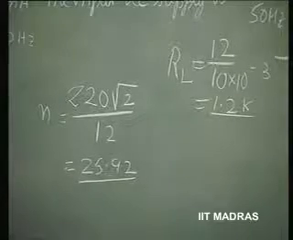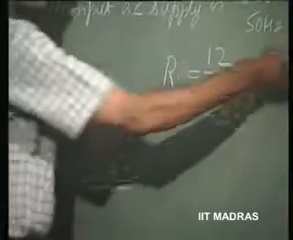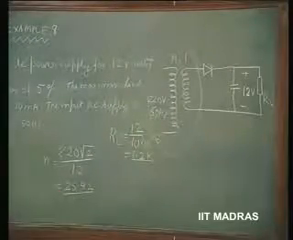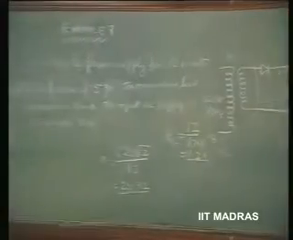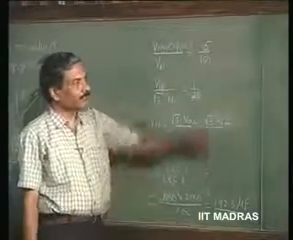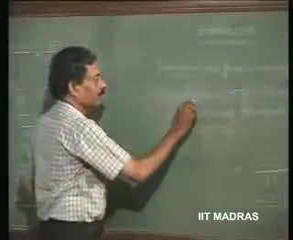That is the first part of the design over, wherein we have specified the transformer turns ratio. Next, you have to choose the capacitor in such a manner that the ripple factor is 5%.